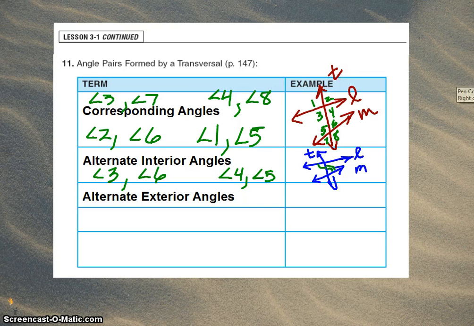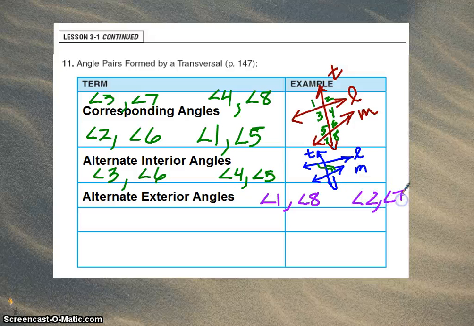But we need to alternate or bounce back across T. So the alternate exterior angles would be 1 with 8. So angle 1 and angle 8. And then angle 2 and angle 7. So those are the alternate exterior angles.